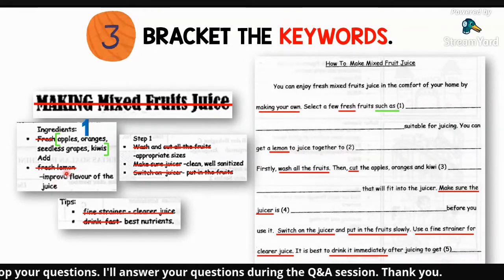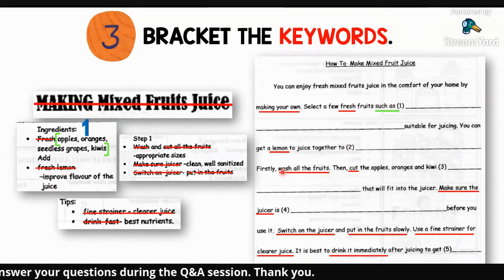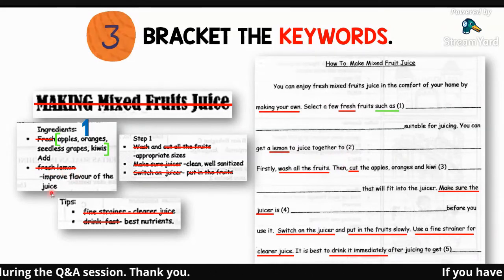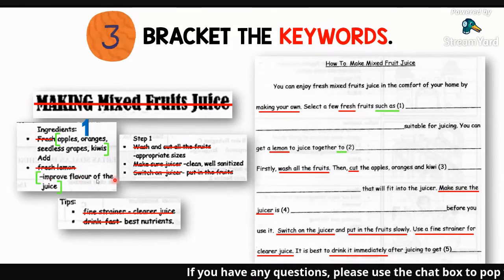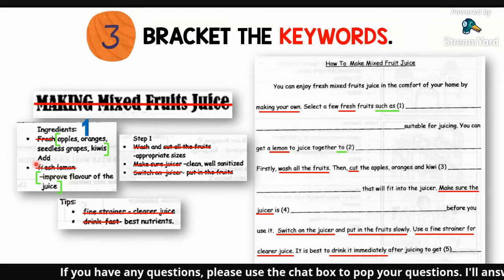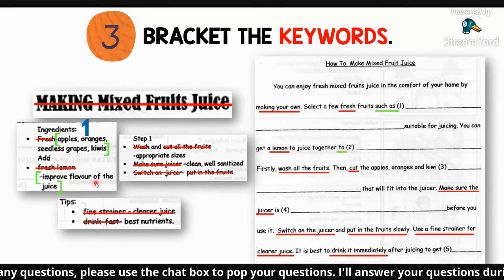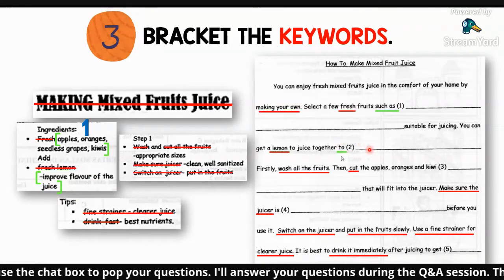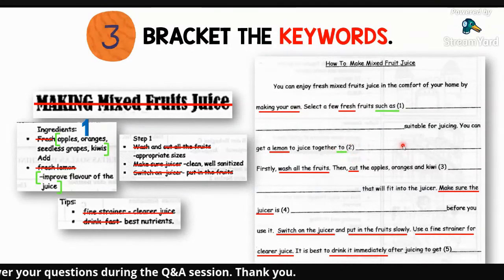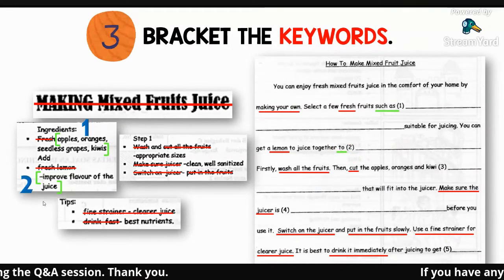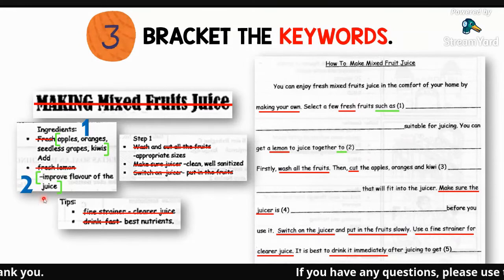The next one would be, you can get a lemon to juice together to, all right. So remember the lemon, fresh lemon. So what is this for? To what? Improve flavor of the juice. So I'm going to bracket this. And remember, this is for number 2. Because I want to place the answers correctly. So I'm going to put the number 2 here.